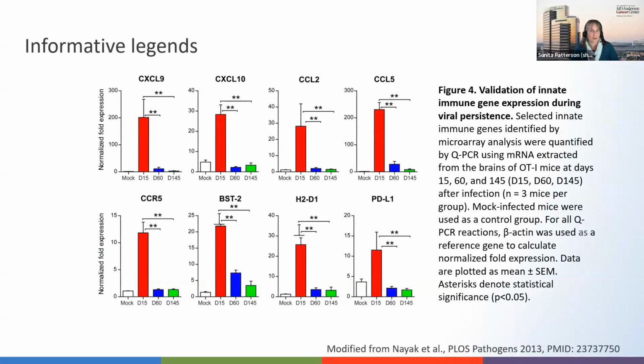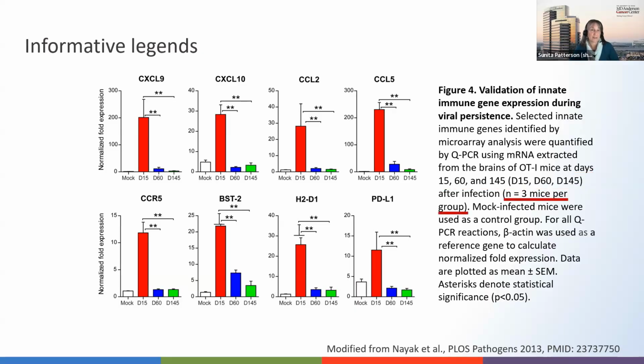Here's the figure that we looked at earlier. Let's break down its legend. The main figure title in bold summarizes the overall content of the figure. It shows validation of innate immune gene expression during viral persistence. There's a brief description of the methods. It mentions microarray analysis, qPCR, mRNA, the type of mice. The time points are described, explaining the abbreviations used in the x-axis labels, day 15, day 60, day 145.